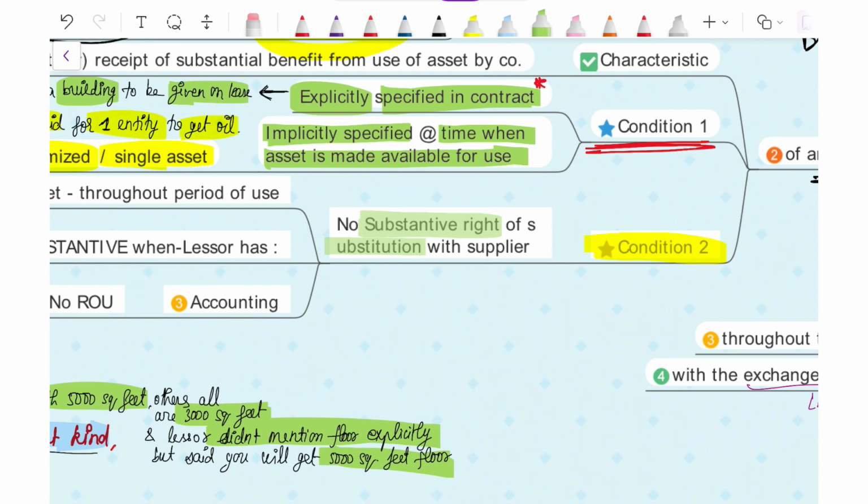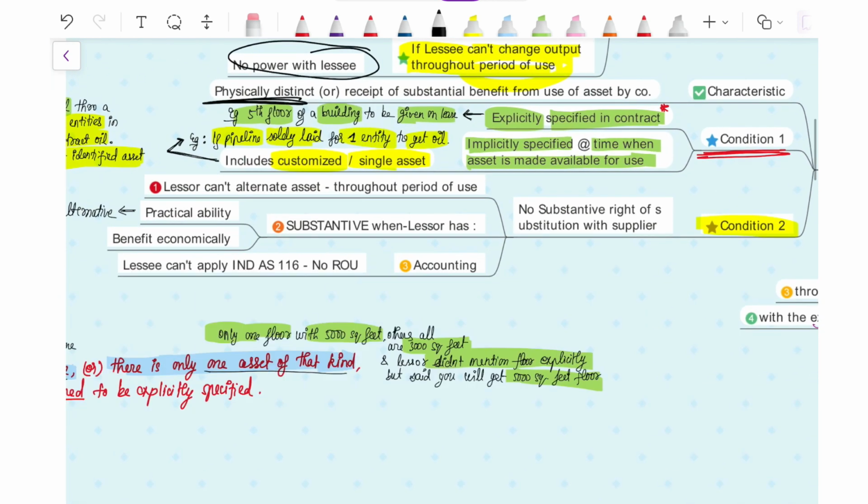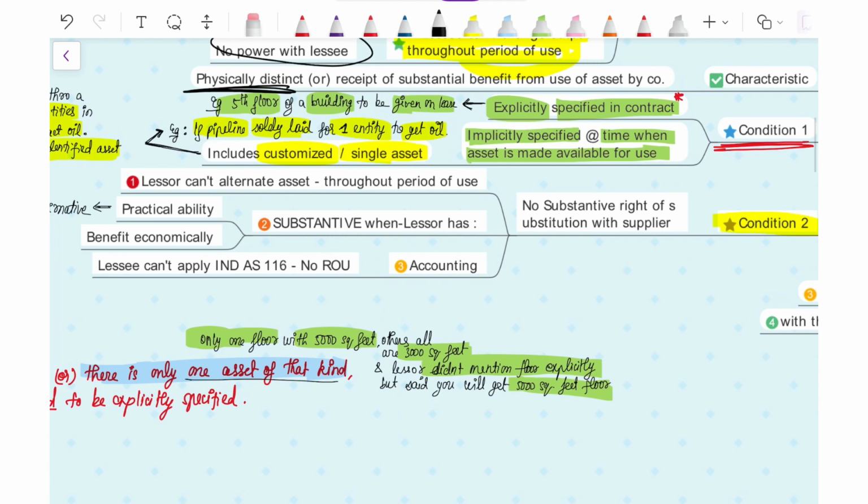Okay. Then the condition number 2 which it has to fulfill is that there must be no substantive right of substitution with the supplier. Supplier means the lessor. The lessor should not have the right to substitute the asset. Okay, so now you all know what it means to substitute. Substitution right you understand, but what is substantive substitution right? What the word substantive particularly indicates here is what we are going to understand.